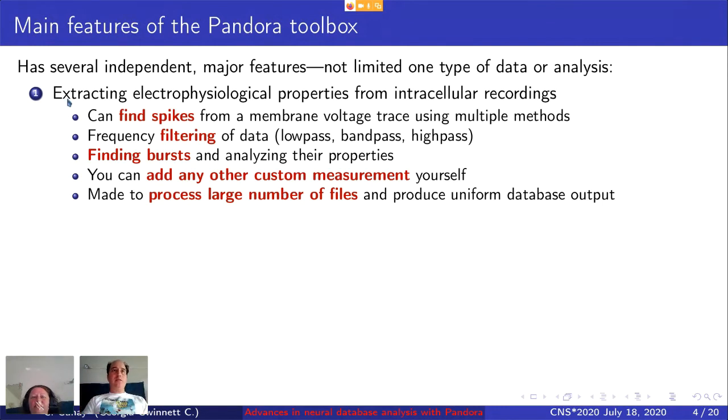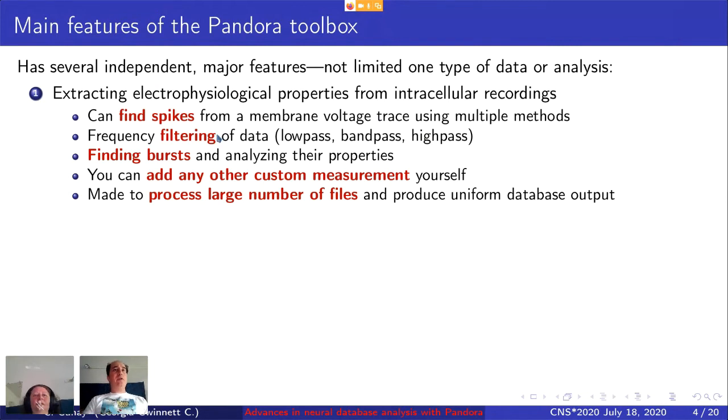So the first one is a special feature for electrophysiology. If you're doing single cell intracellular recordings and you have voltage traces from inside the cell, this is for you. If you have EEG or fMRI, or if you're doing spike sorting, this is not it. This is not extracellular, this is intracellular. So if you have membrane voltage traces, we have spike finding methods. We have about five methods in there, and there are combined methods and a lot of options.